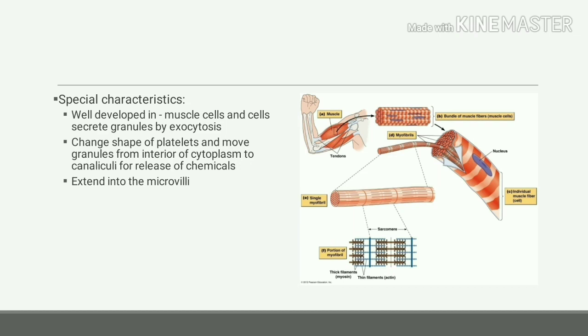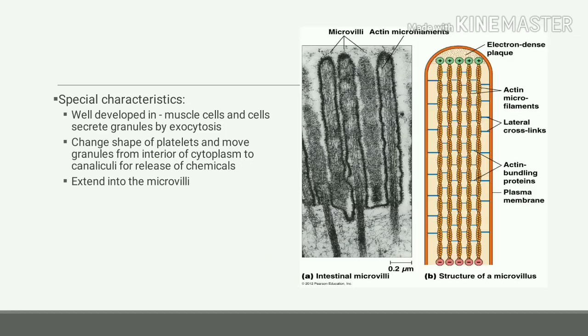Also, they are present in cells with microvilli. Microvilli are present on the epithelial surface. You can see they are present. This microvilli structure contains microfilaments. So they are also important for the functions of microvilli.